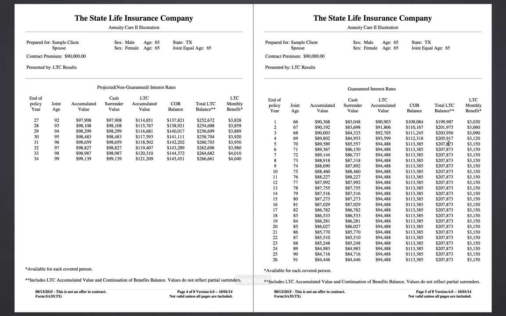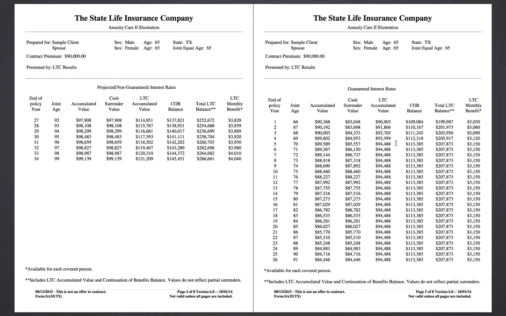If we go down to the fifth page, we'll see the guaranteed interest rate. So the same column, same years, but this is what it looks like under a guaranteed scenario. Now, what happens here is the long-term care accumulated value grows at 2.2% for 5 years, and then it falls to 1%. The accumulated value starts at 1.6% in year one and then immediately goes down to 1% in year two. So we can see that this one falls off a lot quicker.